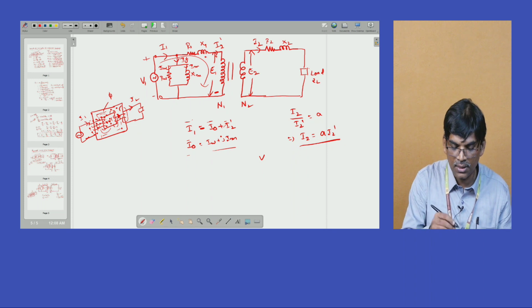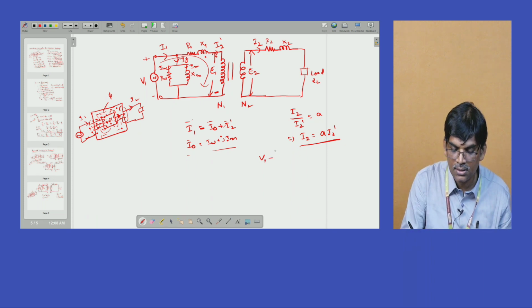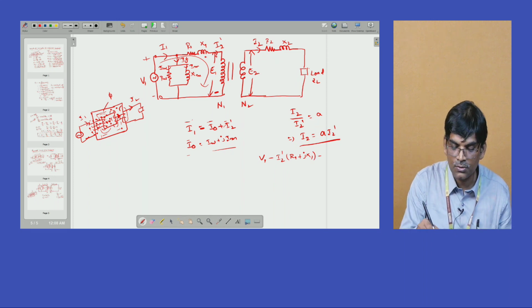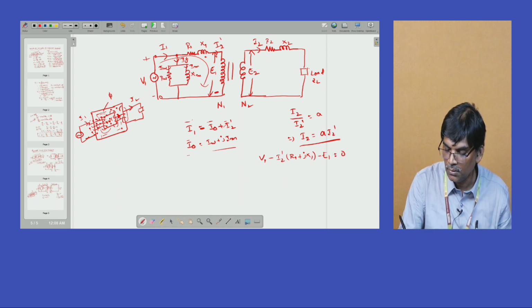So minus to plus we can consider as positive, and plus to minus, the current passing is I2 dash. So I2 dash into R1 plus jX1, minus E1, equals 0. So here the difference of terminal voltage and induced voltage is equal to I2 dash into R1 plus jX1.